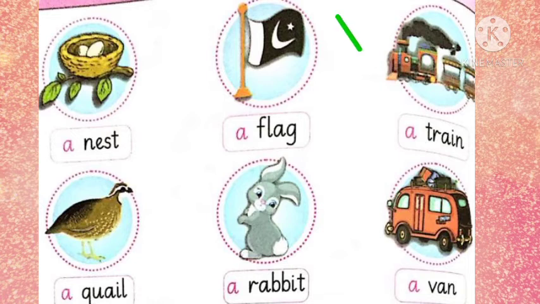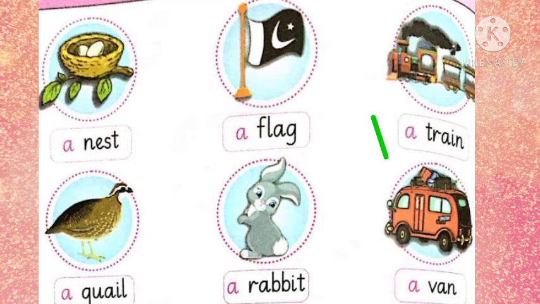Now look at the next picture. It's a train and train begins with letter T and T is a consonant. So we will use article a train. Next picture is of a coil and coil begins with letter Q. Q is a consonant. So we will use article a coil. A coil. Look at the next picture. It's a rabbit and rabbit begins with letter R. R is a consonant. So we will use article a rabbit. A rabbit. Look at the next picture.